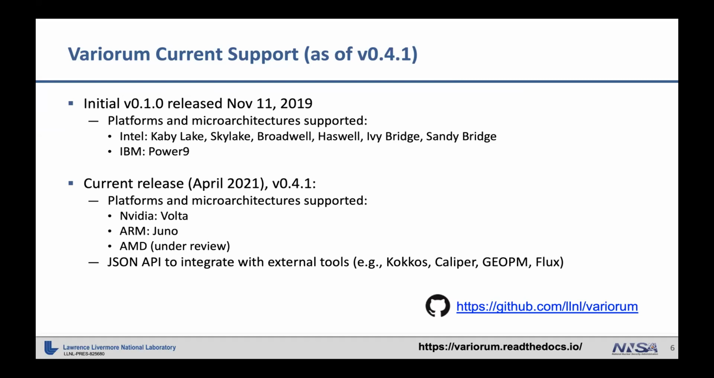Our current release is 0.4.1. This was released back in April of this year. This extended our support to include NVIDIA and ARM, as well as you'll see the AMD port that's under review. And this current release also extended Variorum to include a JSON API. And again, this was to allow us to integrate with external tools like Caliper, Kokkos, and Geopm.